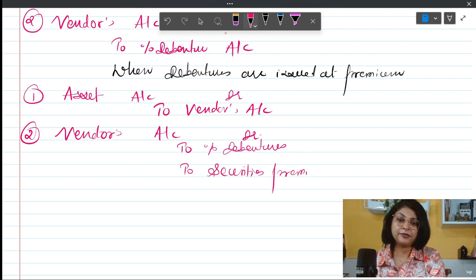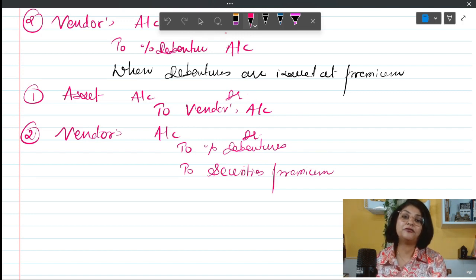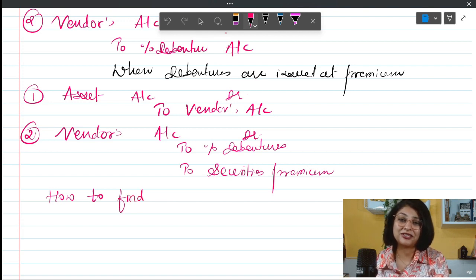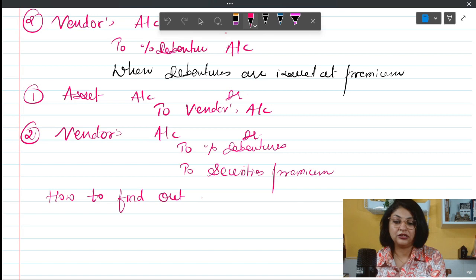Now what will be the amount in front of securities premium and in front of debenture? For this we will have to apply a formula, and the formula is to find out the number of debentures. So how to find out the number of debentures? Because in the questions you will be given the purchase consideration which you have to pay. Purchase consideration means the value of the machinery. So how will we find out the number of debentures?